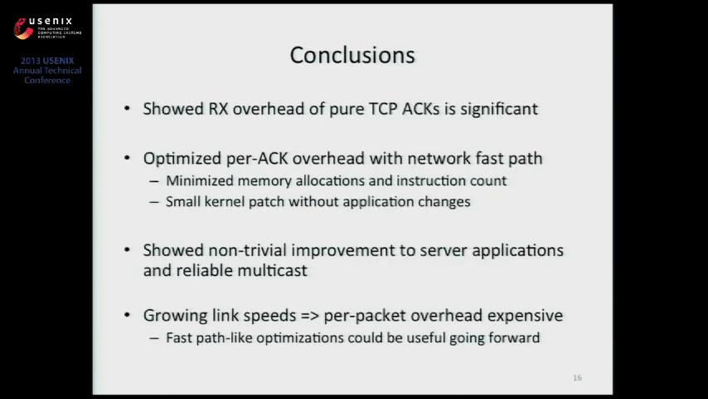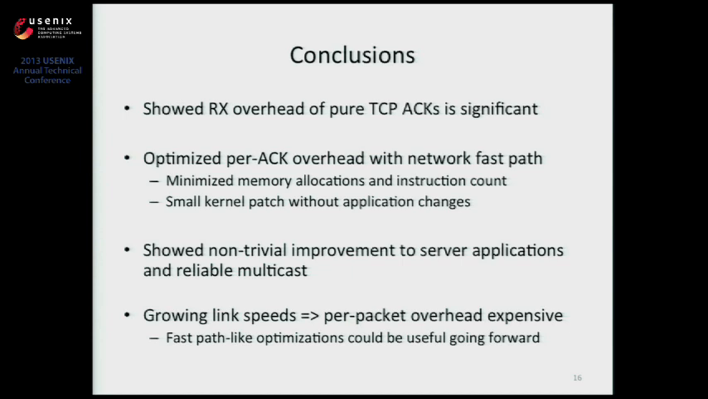So to conclude, we have shown that the receive overhead of pure TCP ACKs is significant in some applications, and we've proposed a network fast path, a parallel stack, and used it to optimize per-ACK processing overhead. This is mainly done by minimizing memory allocations and instruction count, and we have demonstrated how to use a small kernel patch without application changes to achieve this optimization. Using this optimization, we showed non-trivial improvements with a server application as well as reliable multicast.